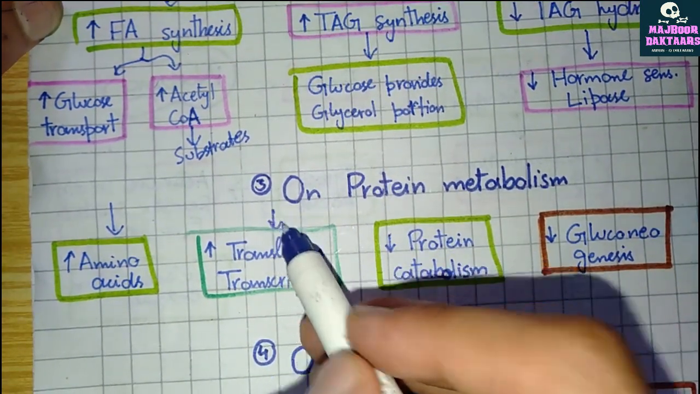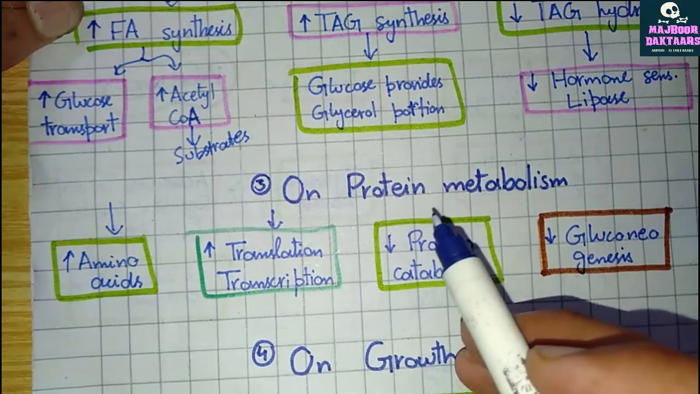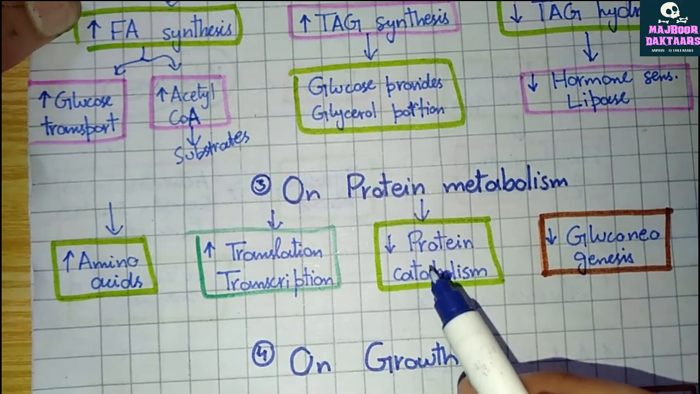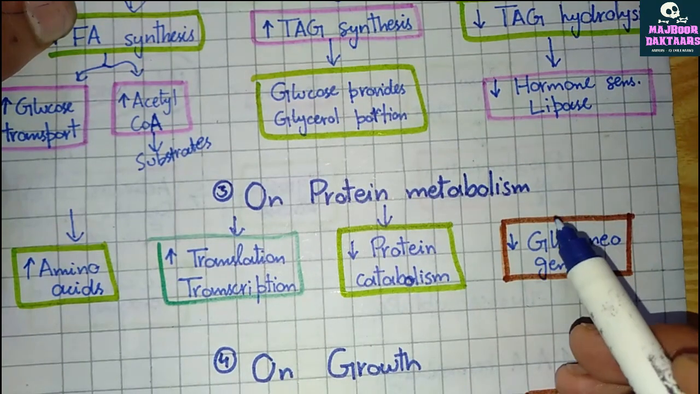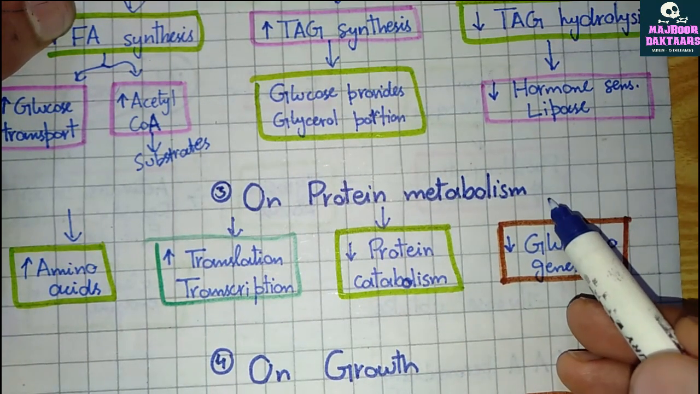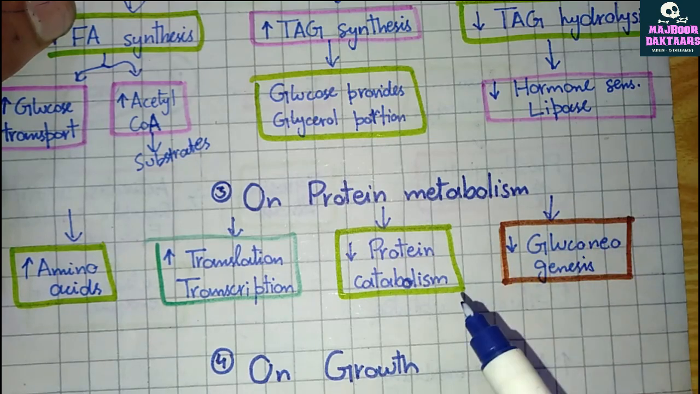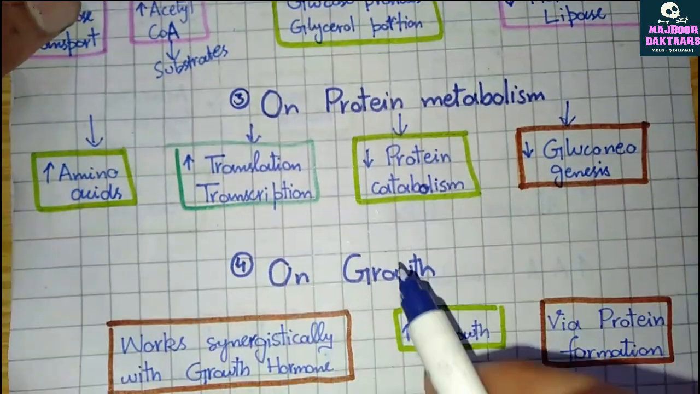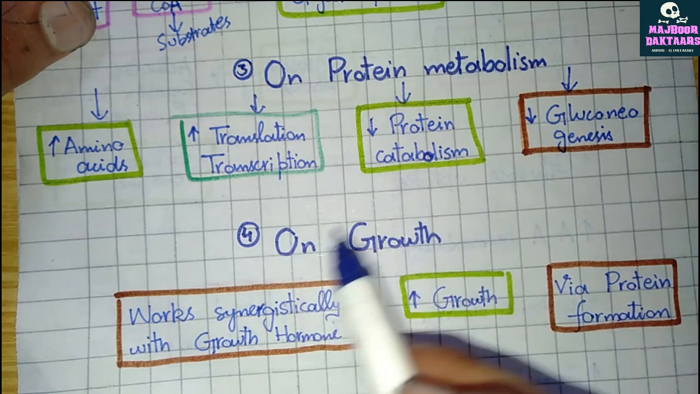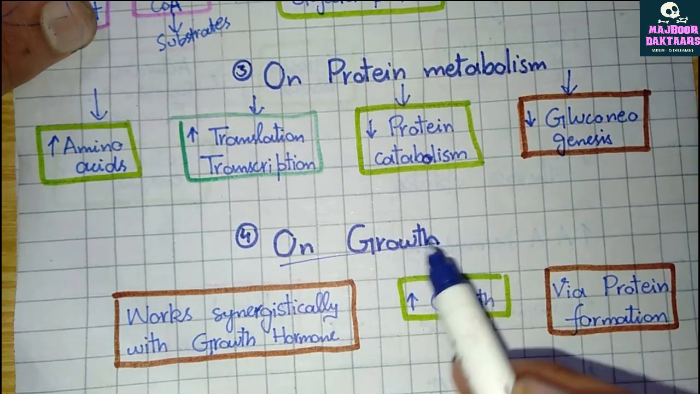It increases the translation and transcription. It decreases the protein metabolism, conserving the protein components of the body. And as I have explained earlier, it decreases the gluconeogenesis so that it can maintain the blood glucose level. Now, the insulin has also an effect on the growth of a person.